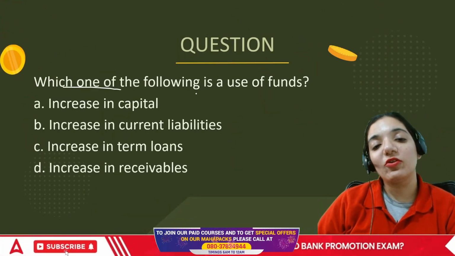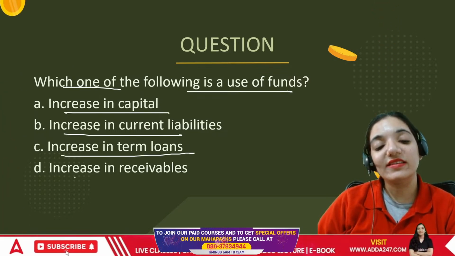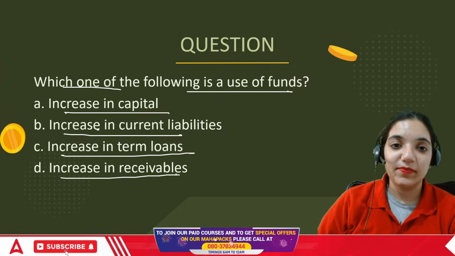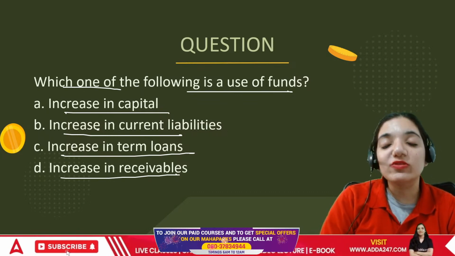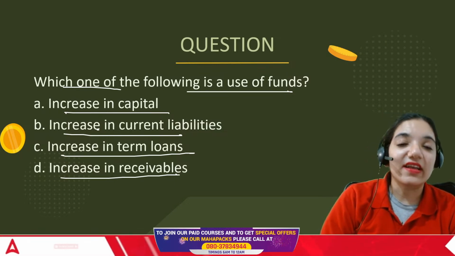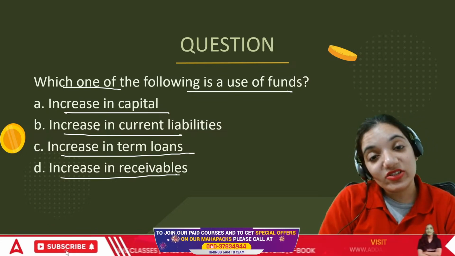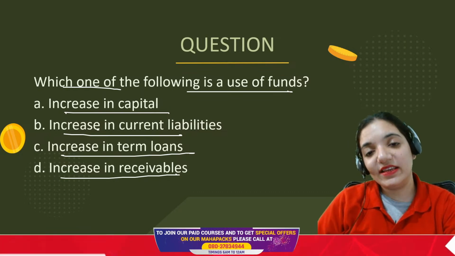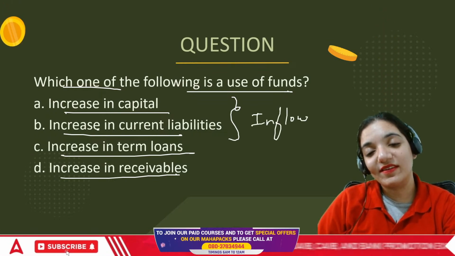Which one of the following is a use of funds? Increase in capital, increase in current liabilities, increase in term loan, or increase in receivables? Use of funds means where we are actually using the money. Increase in capital, we are getting money. Increase in current liabilities, again, we are getting money. Increase in term loan, we are still getting money. So in the first three, it is basically an inflow of funds. That's not application, it's just inflow.